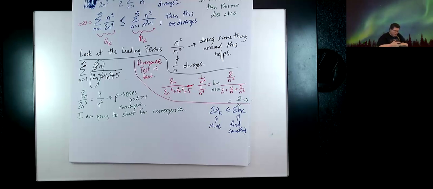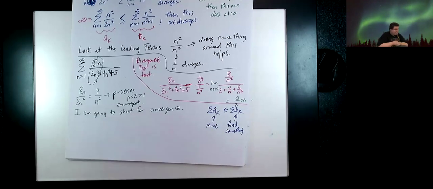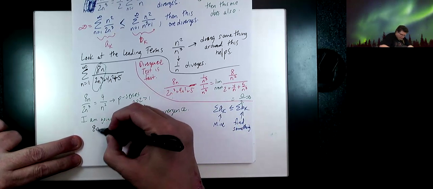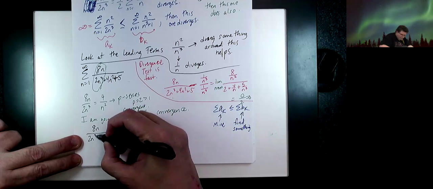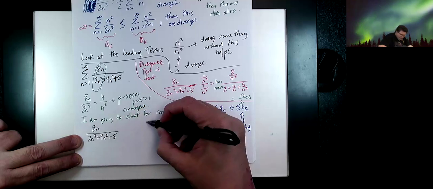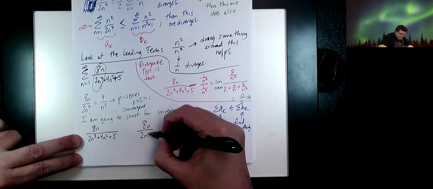All right, so what can I compare it to that's larger? Can I compare it to the 8n over 2n cubed? That would be fantastic. How does 8n over 2n cubed plus 4n squared plus 5 compare to 8n over 2n cubed?